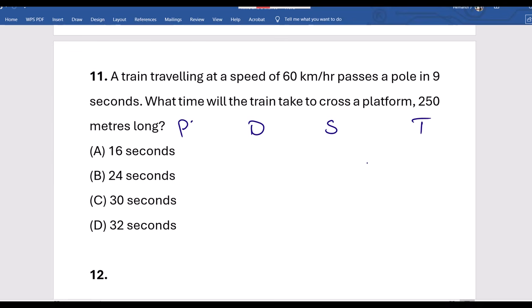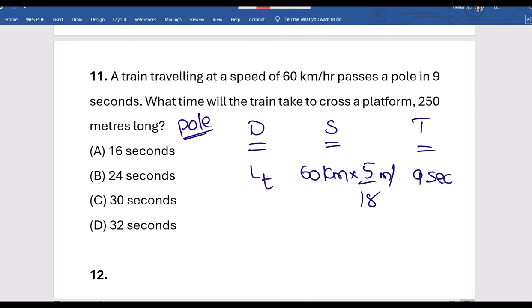For pole, when train crossing a pole, distance should be length of the train. Very good. Speed, it's kilometer per hour. Timing, so as it is in seconds, this should be also converted into meters per second. Kilometer per hour should be converted into meter per second because timing is in seconds, right? So okay, 5 by 18.